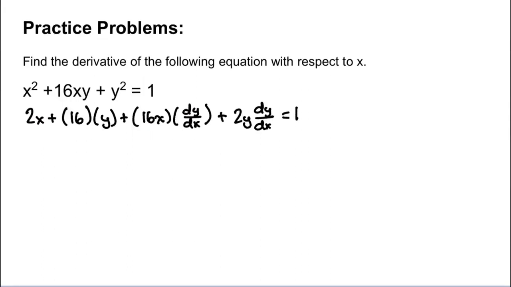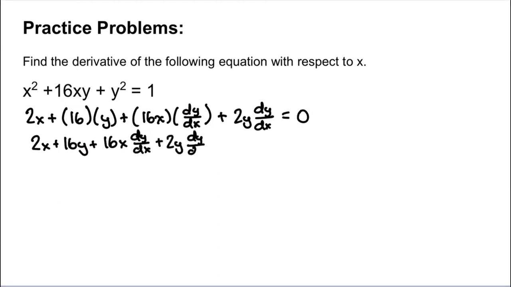So in order to save space and time, I'm just not going to write it from this point forward. So now we can go ahead with simplifying this. Oh, my mistake, the derivative of 1 is not 1, the derivative of 1 is 0. So let's go ahead and simplify this. We have 2x plus 16y plus 16x dy dx plus 2y dy dx is equal to 0.